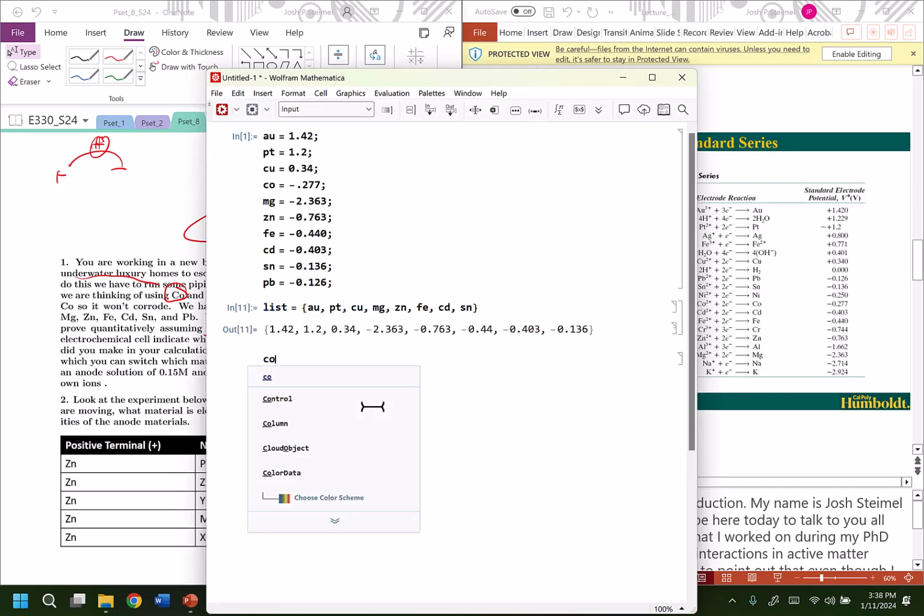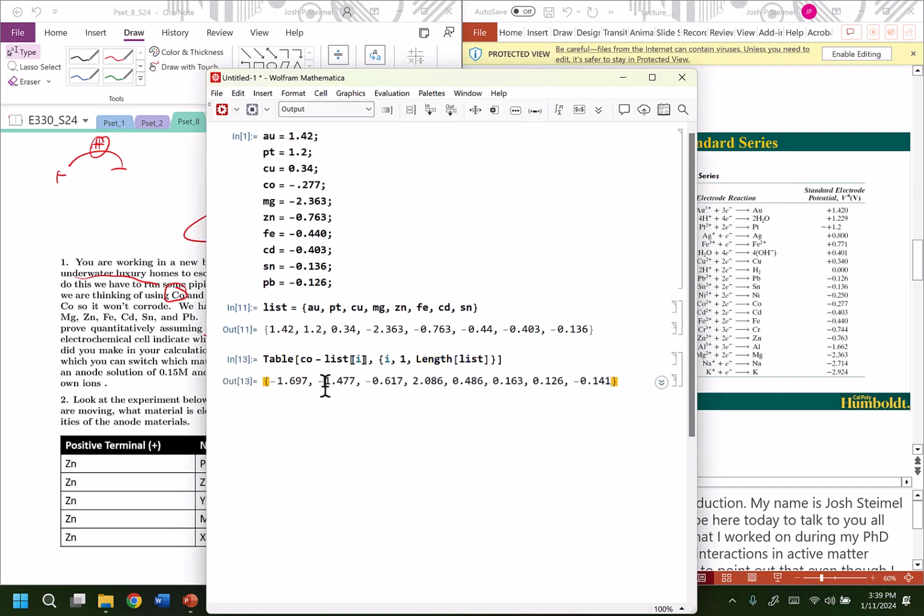So I'm going to take Co minus list 1. So this is negative. That means that electrons are actually flowing from the positive terminal to the negative terminal. So any negative value here is where cobalt is corroding, which is not what we want. We know where the electrons are flowing as well. So I from 1 to length of my list. Here we go. So corrode, corrode, corrode. Don't corrode, don't corrode, don't corrode, don't corrode. And then finally corrode. And that makes sense looking at the table that we have here.